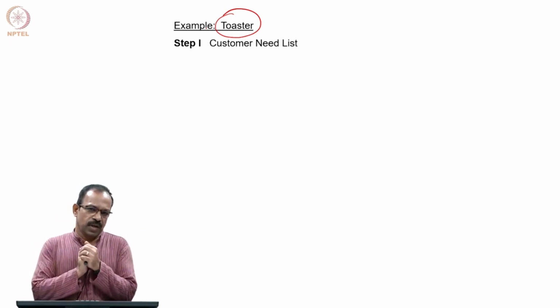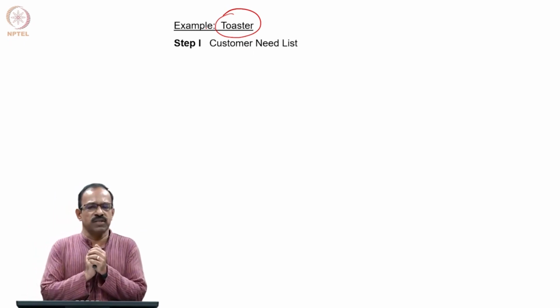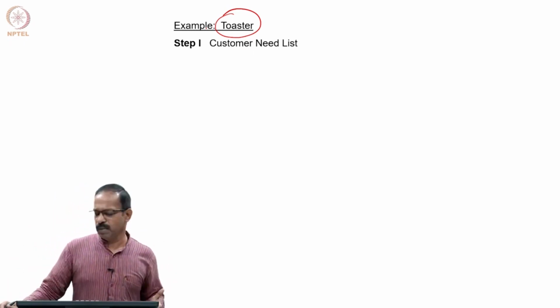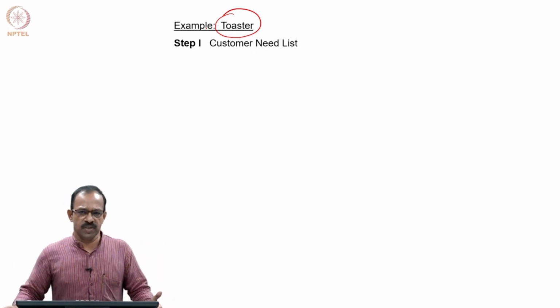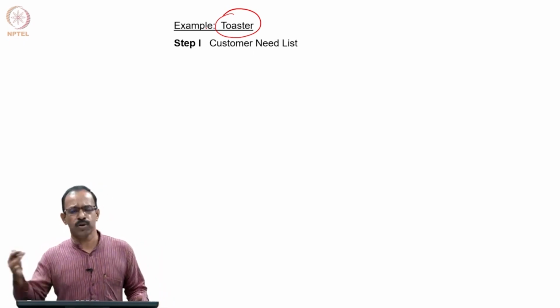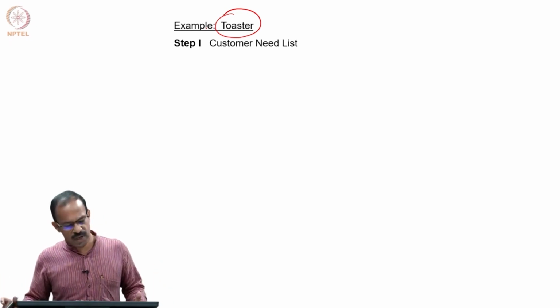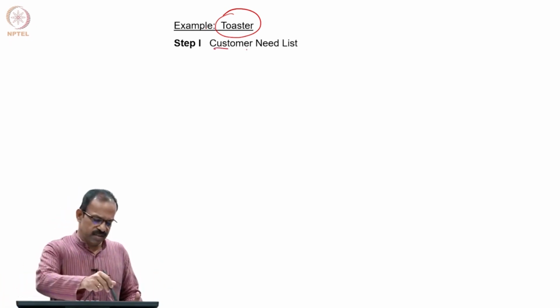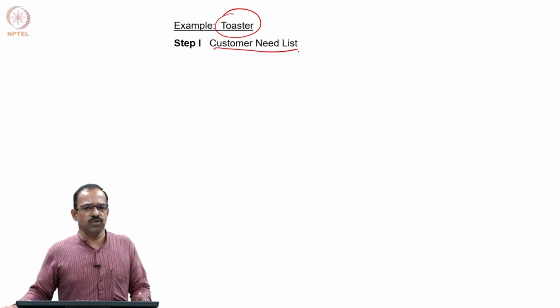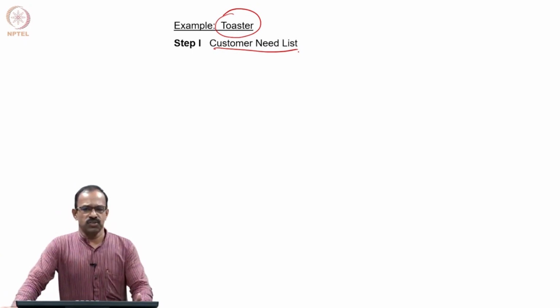Now, we need to see how do we actually decide what kind of a toaster can be brought into the market, or a company is interested in introducing a toaster in the market. They want to know what should be the architecture of the product, which will actually meet the customer's satisfaction. So, what they do, they prepare a customer need list. So, what are the important things the customer is looking for in this toaster?